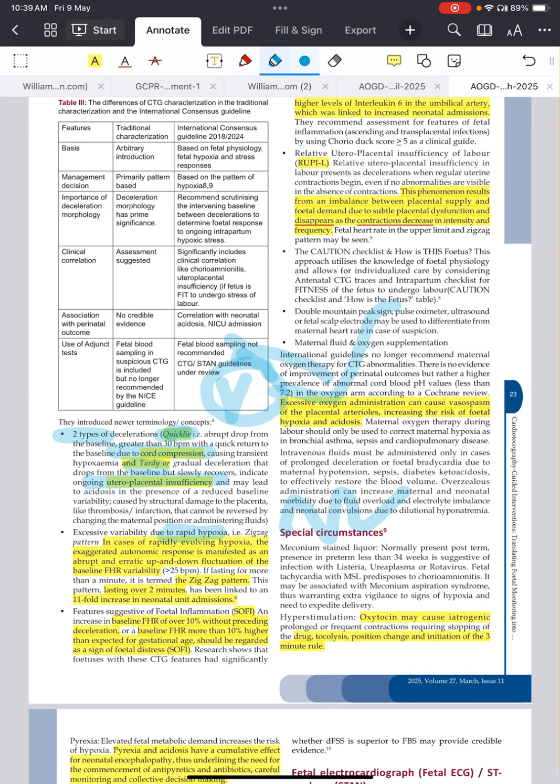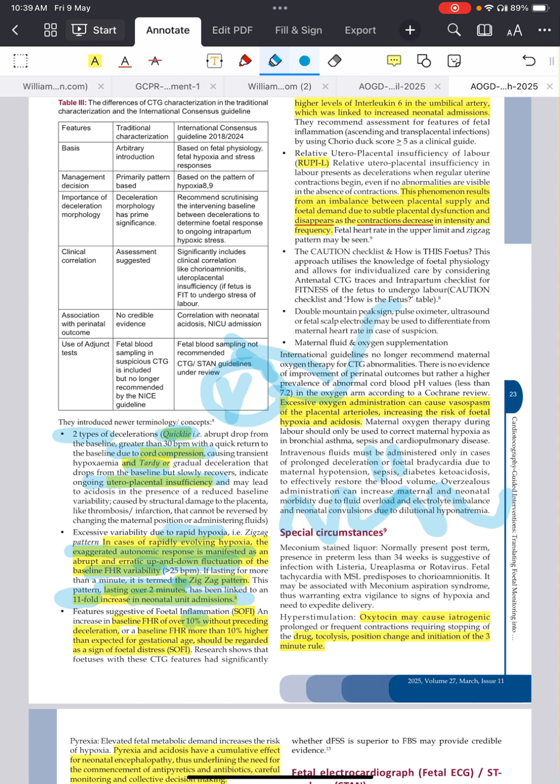These are cases of rapidly evolving hypoxia with an exaggerated autonomic nervous system. There are up and down fluctuations in the basal FHR, which result in a zigzag pattern. It lasts for over 2 minutes. There is an 11-fold increase in neonatal unit admissions; if there is a zigzag pattern, the chance of unit admission is 11 times higher. One more term is SOFI. SOFI is suggestive of fetal inflammation.